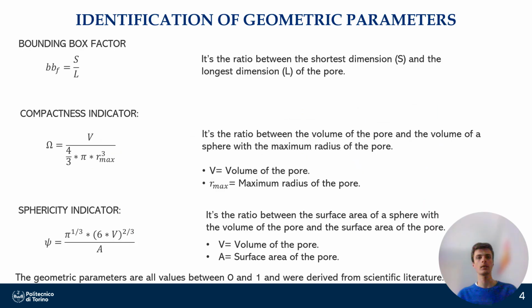of the slide. The classification of porosity was carried out using three geometric parameters identified from the literature. The bounding box factor is the first, and it is the ratio between the shortest dimension S and the longest dimension L of the pore. The second one is the compactness indicator.